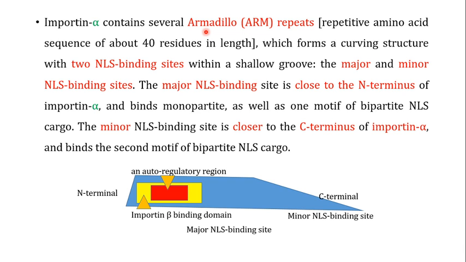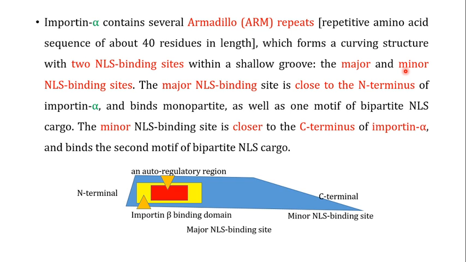Now these several ARM repeats form a curving structure, and this curving structure has two NLS binding sites within a shallow groove. Within this shallow groove, or this curved structure, of these two NLS binding sites, one is known as the major NLS binding site and the other one is known as the minor NLS binding site. So because of the presence of several ARM repeats, a curving structure is formed, and this curving structure has two NLS binding sites. One is known as the major NLS binding site, the other one is known as the minor NLS binding site.